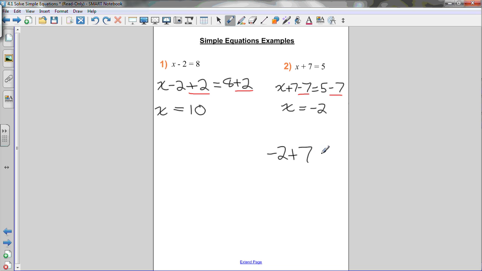I have negative 2 plus 7. Is that equal to 5? Yes, negative 2 plus 7 is 5, so 5 equals 5. Therefore, the left side equals the right side, so that is the correct answer. X equals negative 2 is the correct answer. You can probably perform that check mentally without writing it out, but for more complicated questions, you might want to actually substitute it in and do the math to make sure that you've solved the question right.